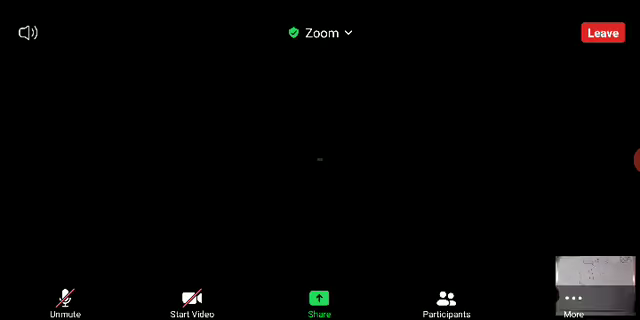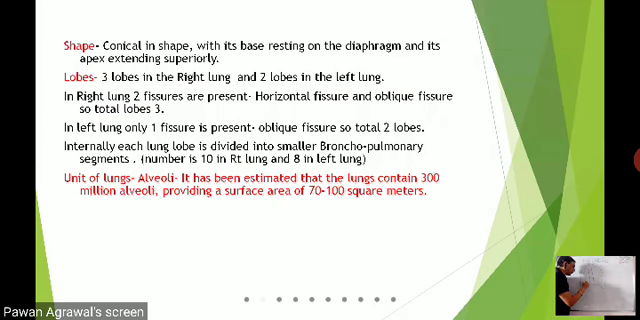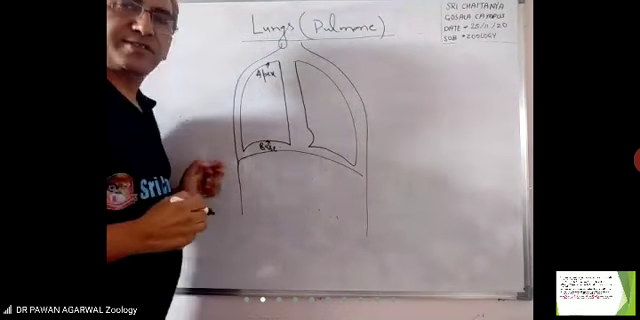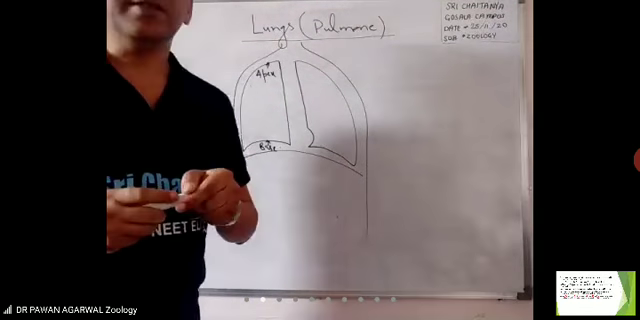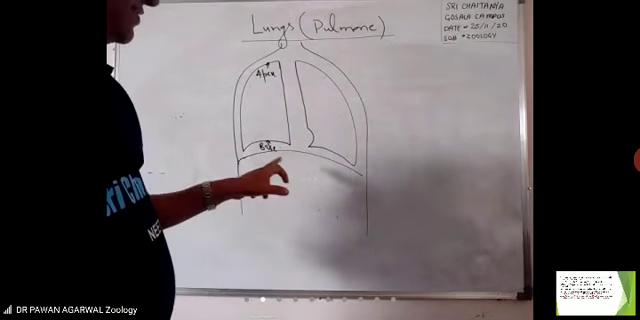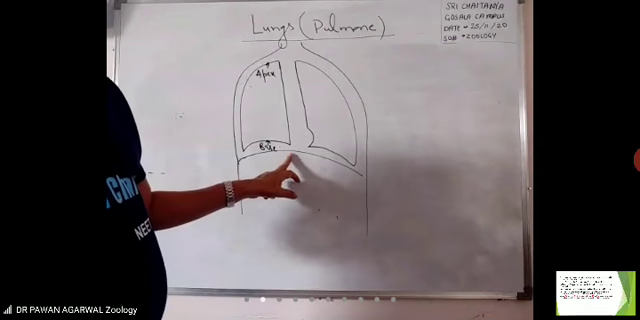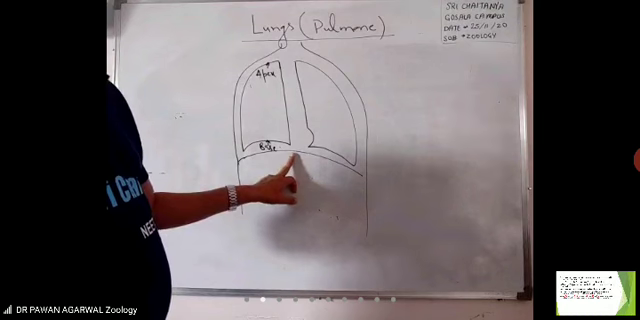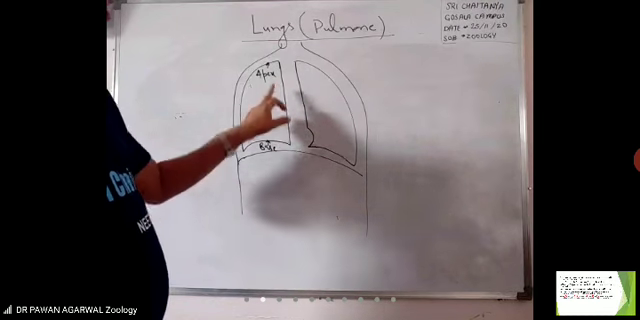This is the base of the lungs. This is the apex of the lungs. The base is resting on the diaphragm, and the apex is on the upside.